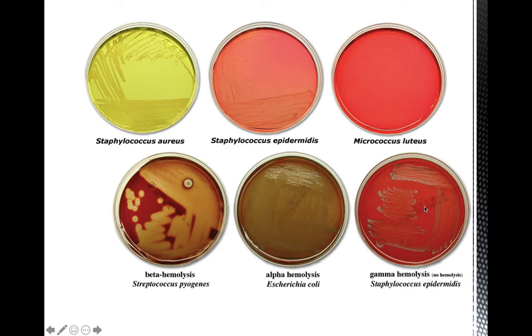So, as a character, the capacity to lyse red blood cells is an indication of potential pathogenicity. And Streptococcus pyogenes is highly pathogenic. So, as such, that characteristic, where it can hemolyze red blood cells, is an indication of potential pathogenicity.